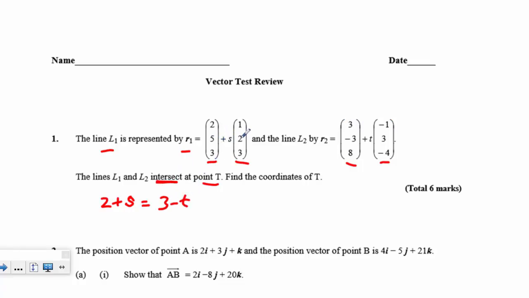We got 5 plus 2 times s. It's the second equation. This is a 5. And this is going to be negative 3 plus 3t.